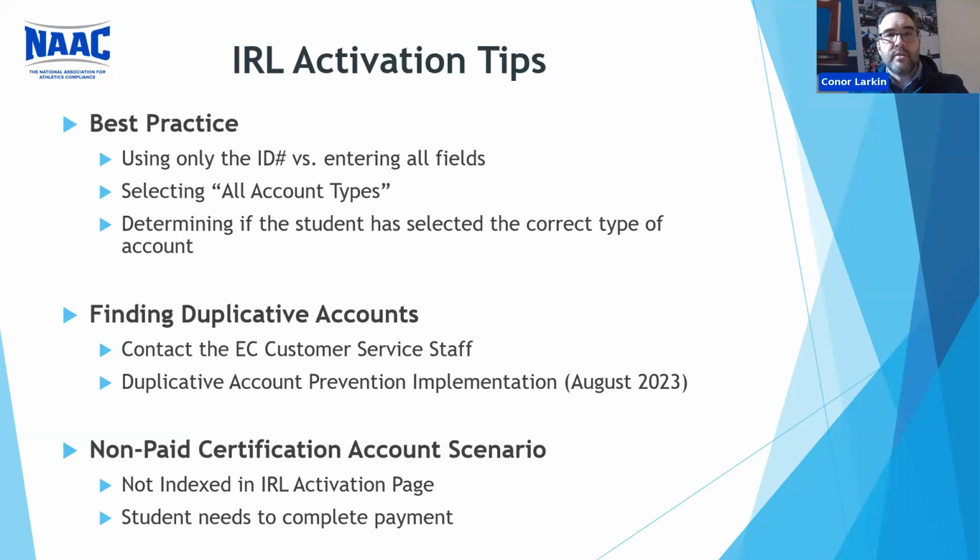And then when you get to the search results page, you'll also want to cross-check the type of account that the student has created. So for instance, if you have an incoming freshman that has created an amateurism-only account, you know that they may need to transition their account to the full academic and amateurism certification account because, of course, if you're a Division I or Division II compliance administrator, you know that the EC needs to complete an academic certification to determine if that student can compete in their initial year. And that process is pretty simple.